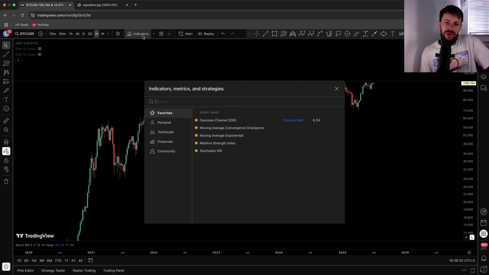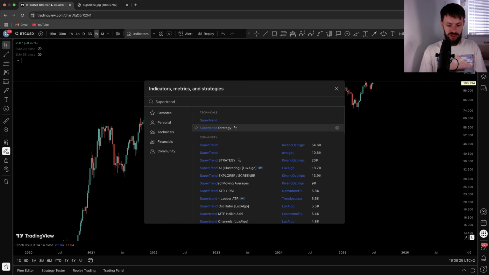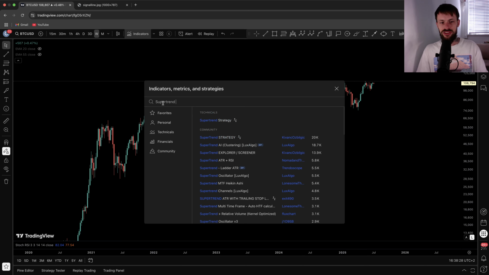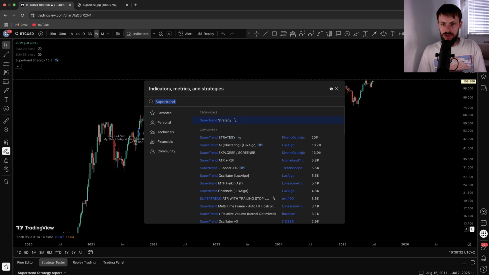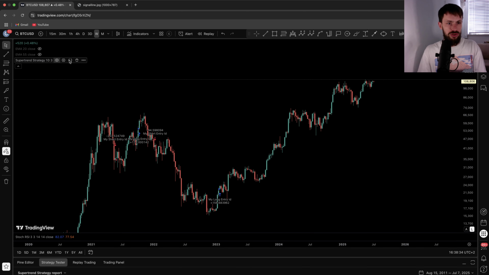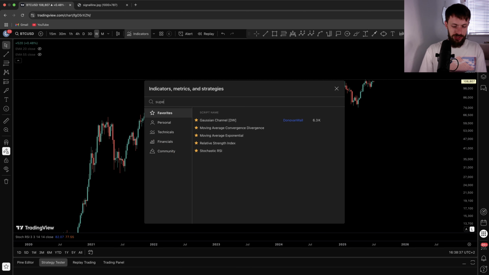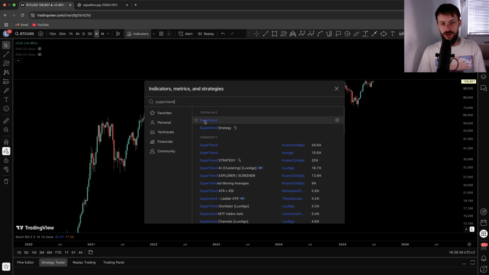Now, the last one that I wanted to look at today was actually a different one I'm going to get on for us here. This is going to be called the super trend indicator. Okay, so just type in super trend, and it's the super trend strategy, I believe. Is that the correct one? No, it's not. That's not what I want to use. So do not type that in. Just type in super trend. It should come up. Here we go. It's the top one here.